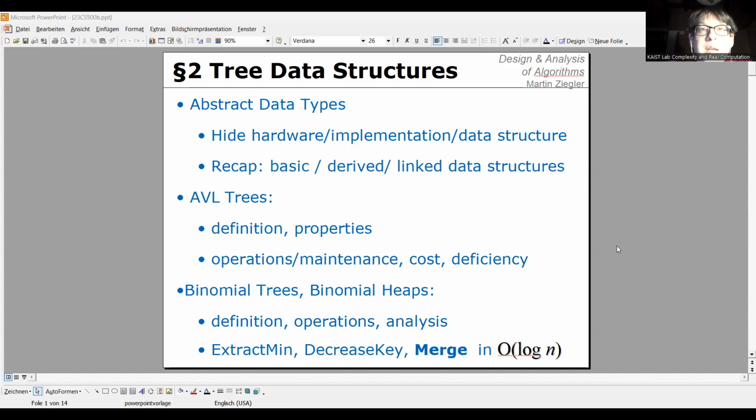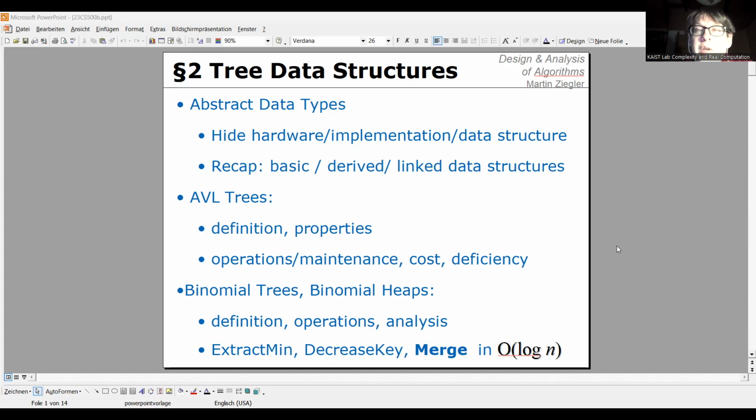In chapter 2, we recalled some tree data structures. We recalled abstract data types as a way of hiding hardware and implementation details. We recalled basic data types and derived data types, and in particular linked data structures, particularly such as AVL trees, with the definition of an AVL tree, quantitative properties of AVL trees, such as having logarithmic depth. We recalled operations on AVL trees and the maintenance of the AVL property, namely the balance indicators and rebalancing operations: left rotation, right rotation, and double rotation.